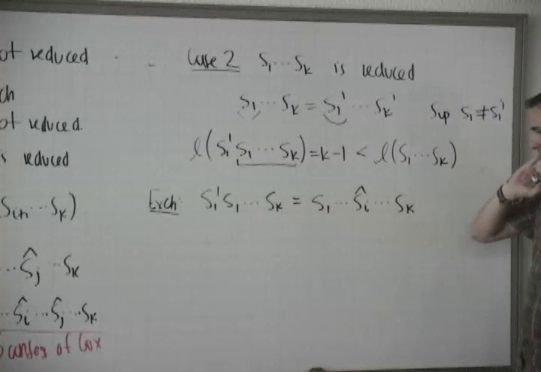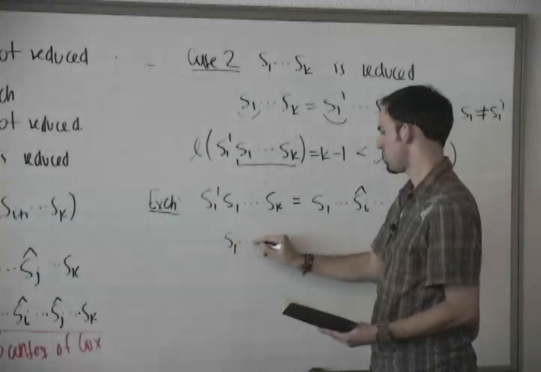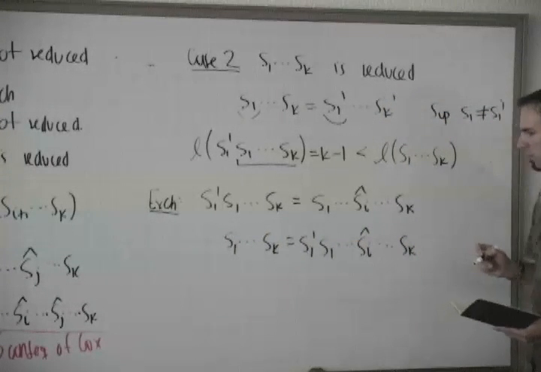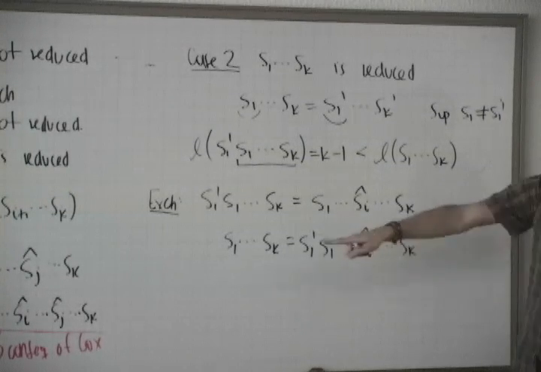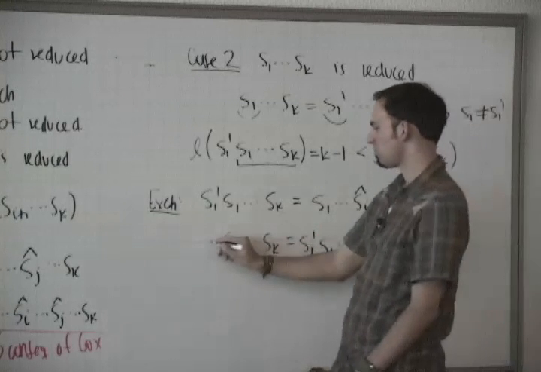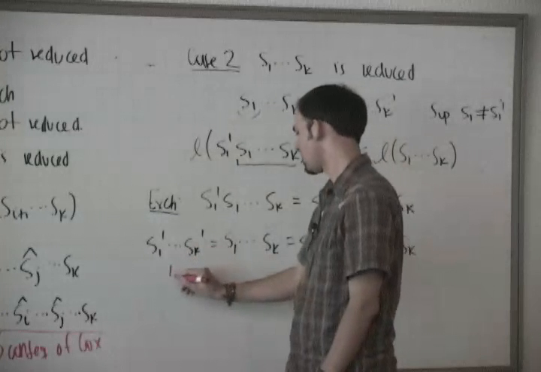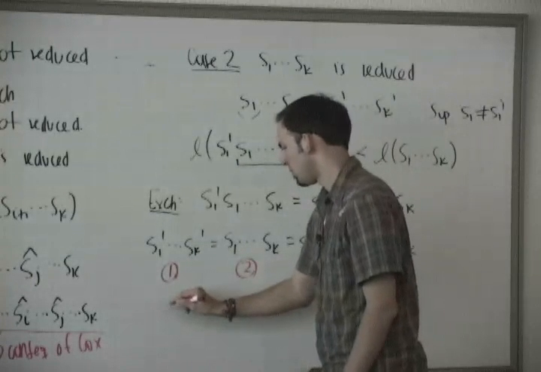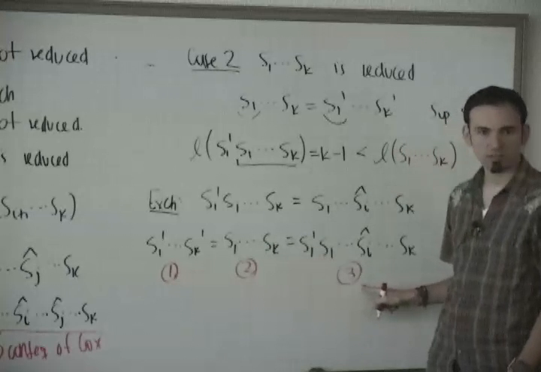Okay. Let me rewrite this as S1 up to Sk is equal to S1 prime, S1 dot dot dot, Si dot dot dot, Sk. Okay. What am I going to do now? I'm going to pull off a similar trick as the one that I did just now. I'm going to say this guy is equal to this guy by assumption. Okay. Let me call this 1, 2, 3. Okay? Now, what I want to show is that 1 equals 2 is a consequence of Coxeter relations. And the way I'm going to do it is by proving 1 equals 3 is a consequence, 2 equals 3 is a consequence.